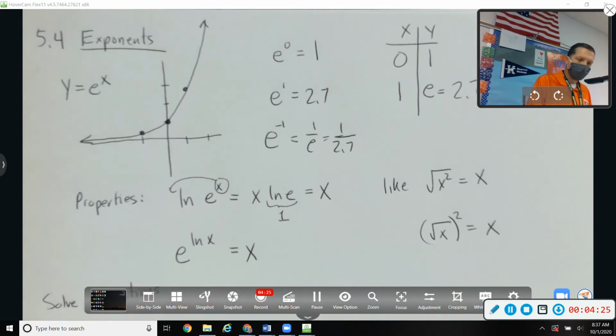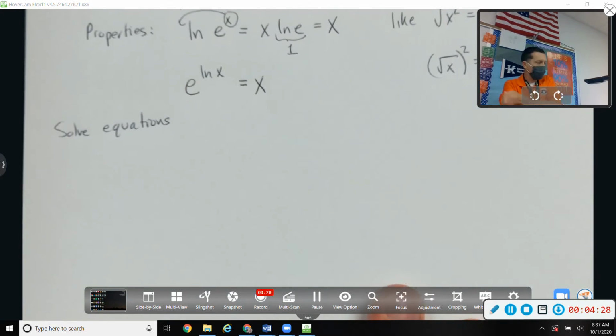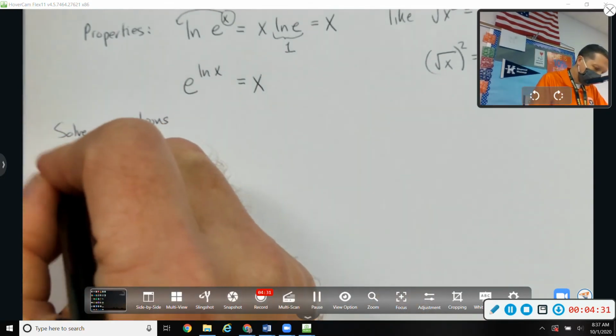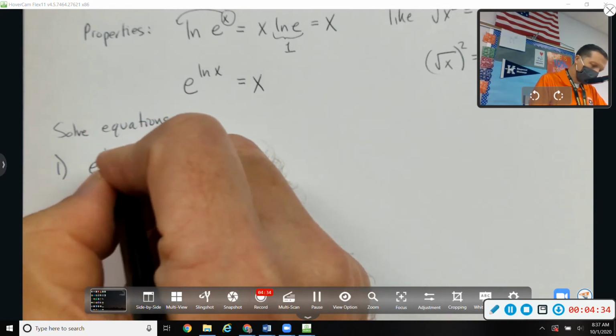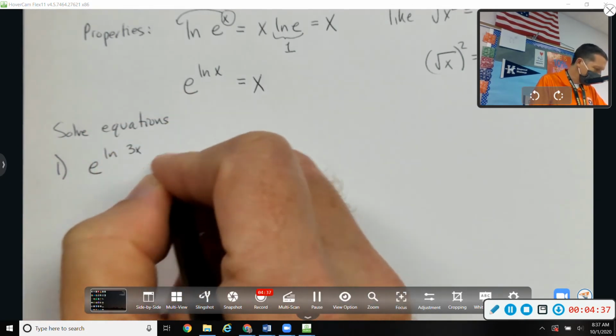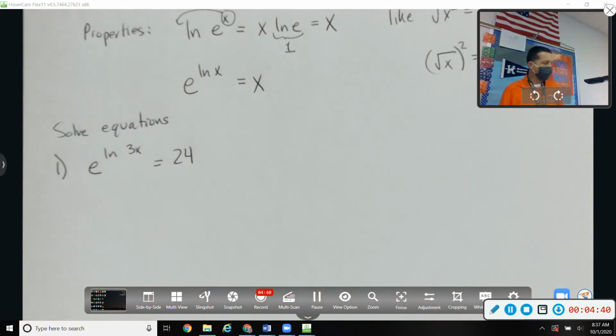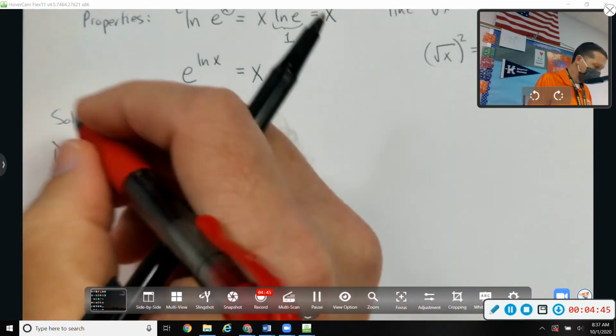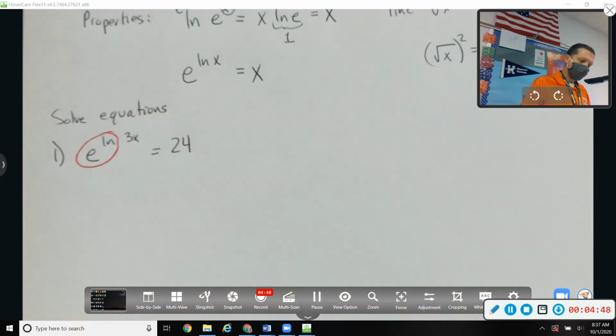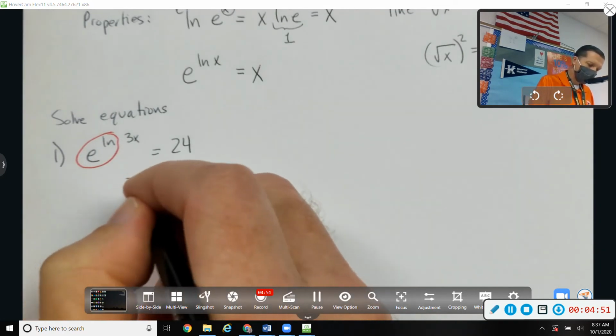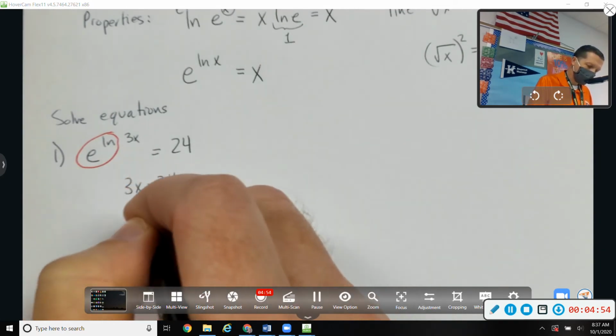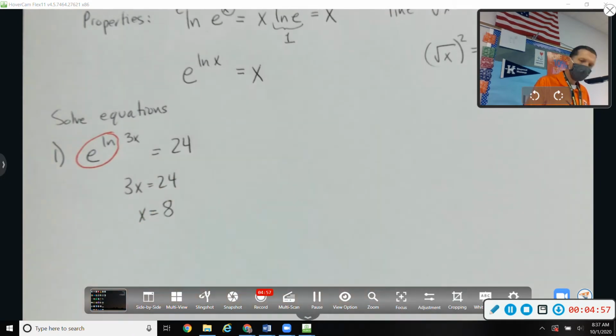All right, let's solve some equations. So this is still algebra. We're still going to be doing algebra. e to the natural log of 3x equals 24. Well, e to the natural log, that cancels each other out. So this is 3x equals 24. So x equals 8. It turns out to be an easy problem.